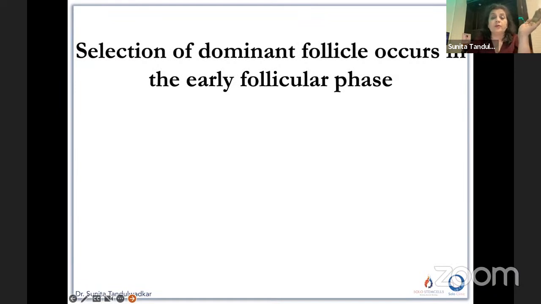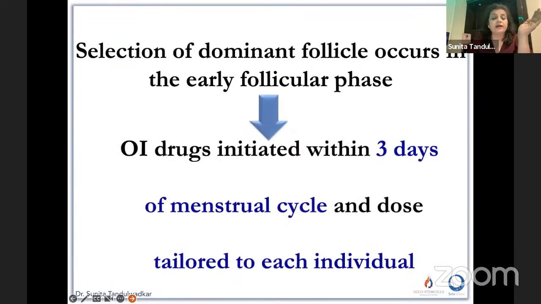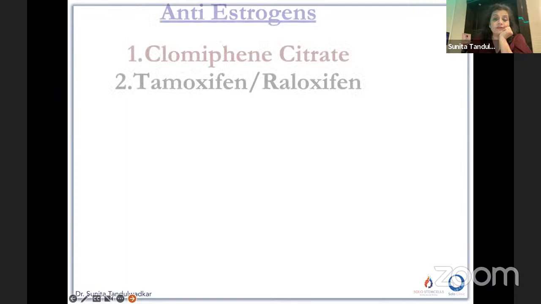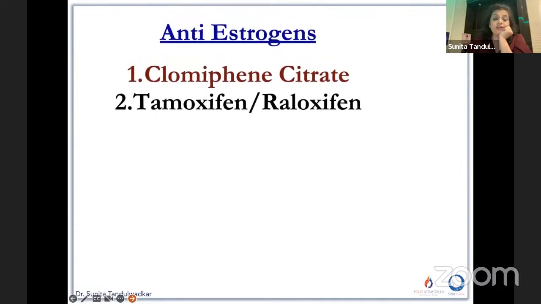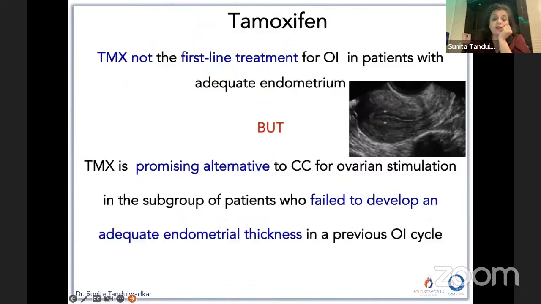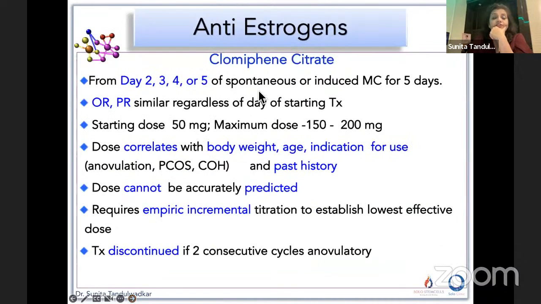So selection of a dominant follicle occurs early in the follicular phase, as I told you. So we should be initiating within 3 days of the menstrual cycle, and we should be doing the dose tolerance. So oral ovulogent, clomiphene. For decades, more than 5 decades, clomiphene has been playing its own role. I'll be talking a little bit on tamoxifen, and I will be talking also on aromatase inhibitors. What are the anti-estrogens now?